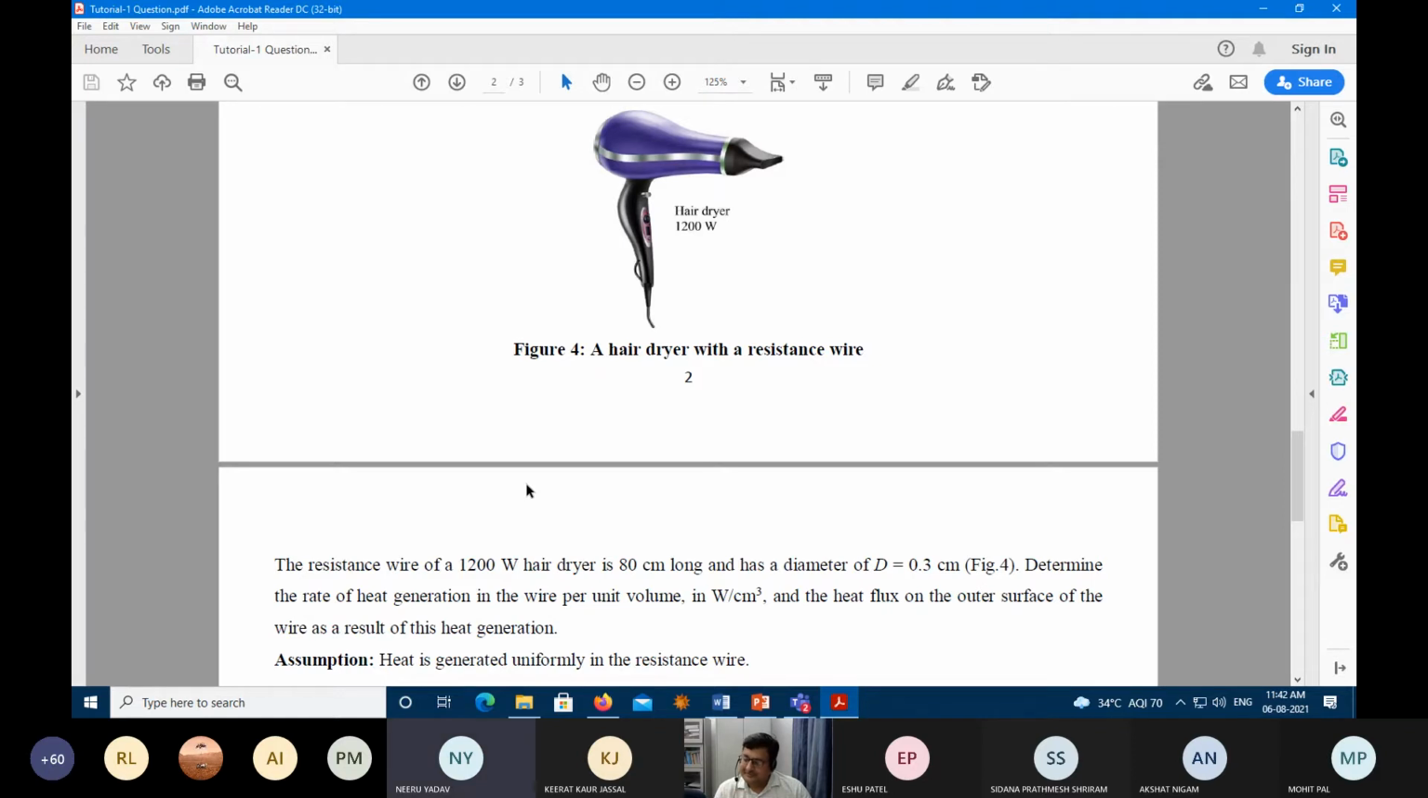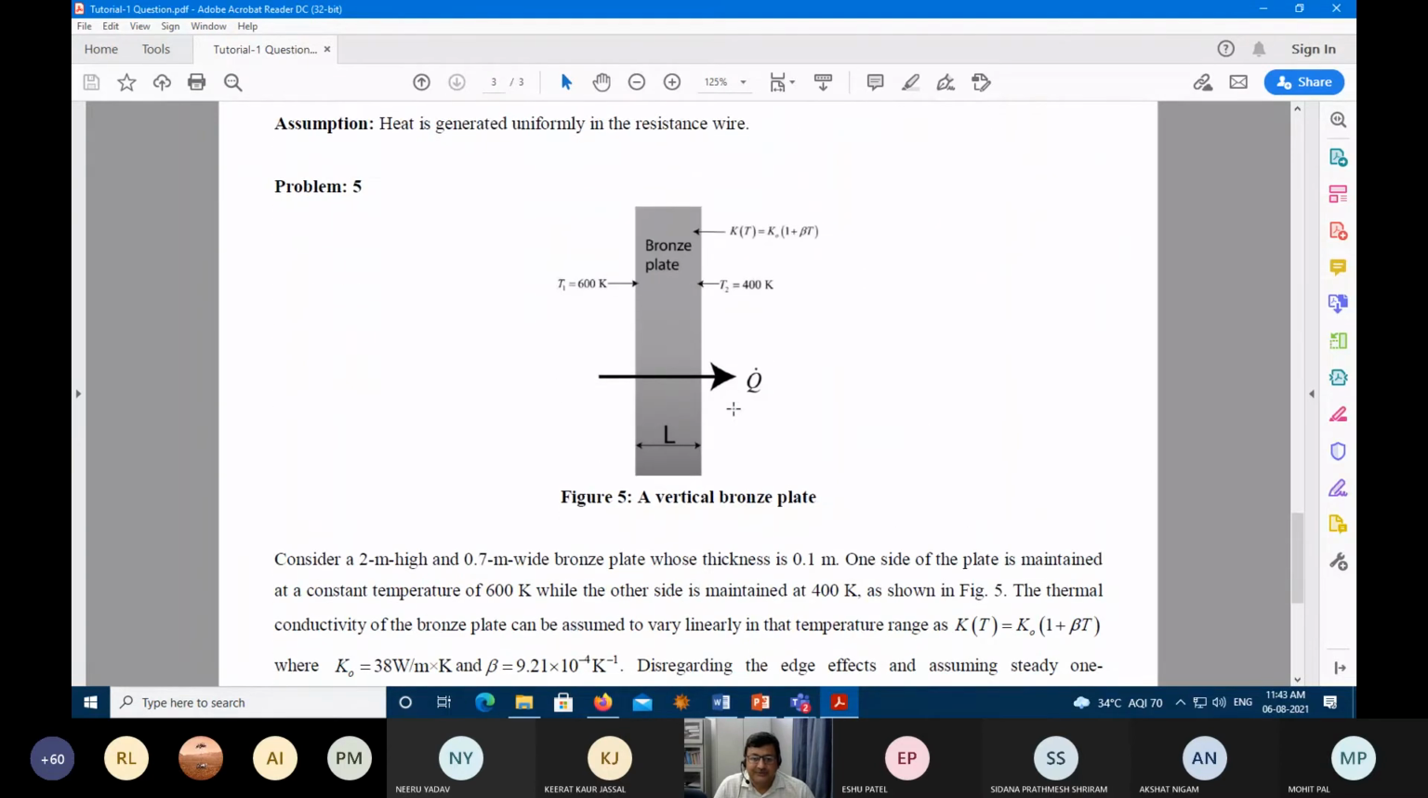Sir, the answer is 16.9. 16 or 15? What is that? 16.9. So you have made a mistake in division. See, you are an IIT BTech and you are making a mistake in division now. 1200 by 0.3 into 80, right? How much is that? Check your calculation, okay? Since many are saying 15.9, they did not know. I think it should be 15.9.